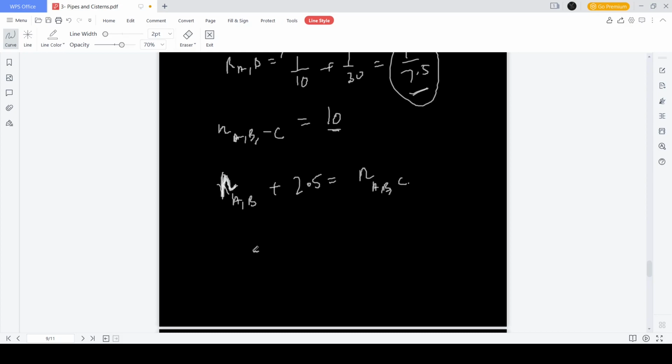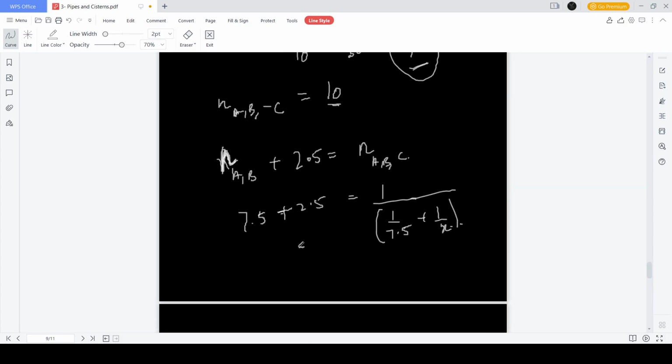The number of hours A and B took is 7.5, plus 2.5, is equal to 1 by the rate of A plus B plus 1 by X. We'll call the part X, the number of hours it takes for the leak to empty the tank. So this comes as 10 on this side. 10 is equal to 7.5 plus X by 7.5 into X. So it will be 7.5 X by 7.5 plus X.